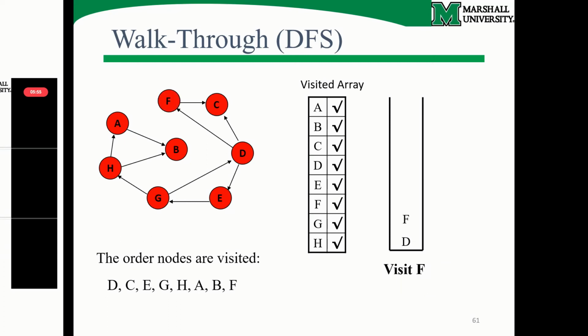At this time, F has only one neighbor, but that neighbor C is already visited, so we will not go to it. And F does not have any other unvisited neighbors, so we will take F from the stack. Finally, D does not have any unvisited neighbors at this point, so we will take D from the stack. Now the stack is empty, so we can finish our simulation.